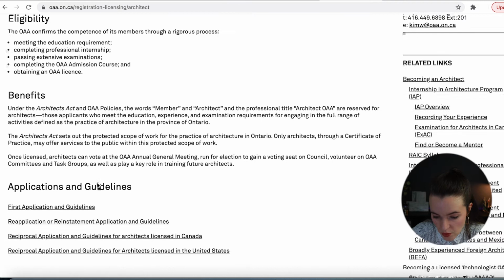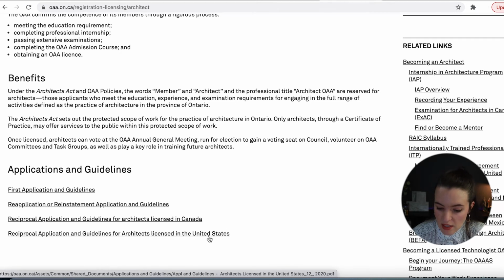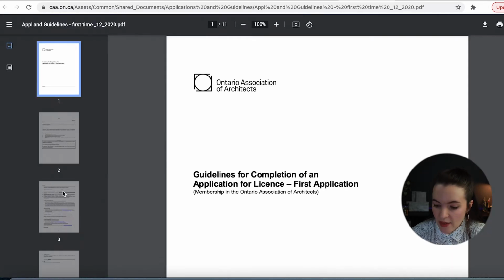So once you go through the benefits, under the benefits, there's an applications and guidelines. Now, because, at least for myself, this is the first time that I'm applying, I went into the first application and guidelines. And of course, they have other applications here as well for architect's license in the US and so on. So because this is my first application, I'm going to go into the first application and guidelines. And there you have it. It takes you to a PDF.